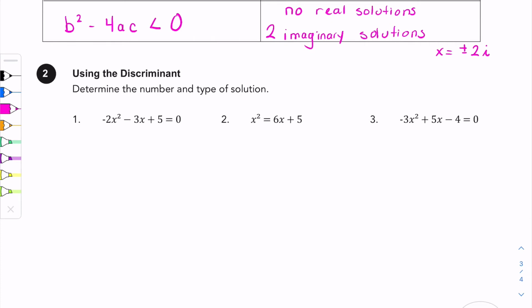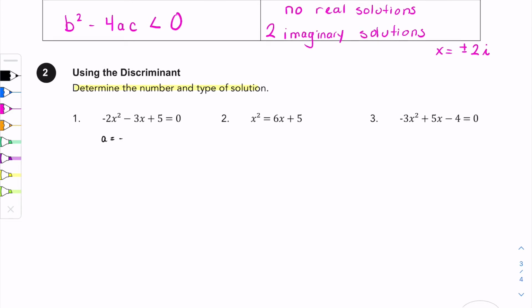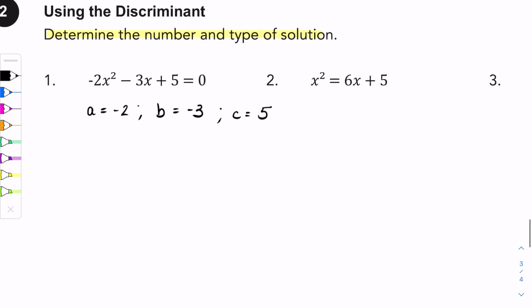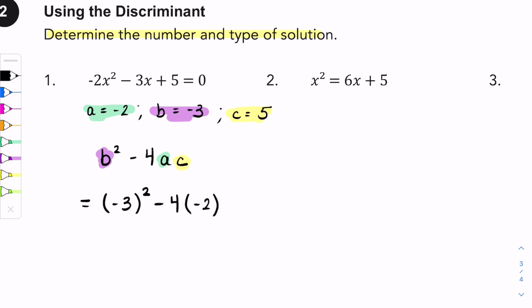Okay. If we go through these 3 examples, the directions tell us to determine the number and type of solution. That is all we have to do. We do not need to do the entire quadratic formula. So for number 1, we have an a value of negative 2, a b value of negative 3, and a c value of 5. We are substituting these numbers into b squared minus 4 times a times c. When I substitute these numbers into the expression, I have negative 3 in parentheses squared minus 4 times negative 2 times 5.